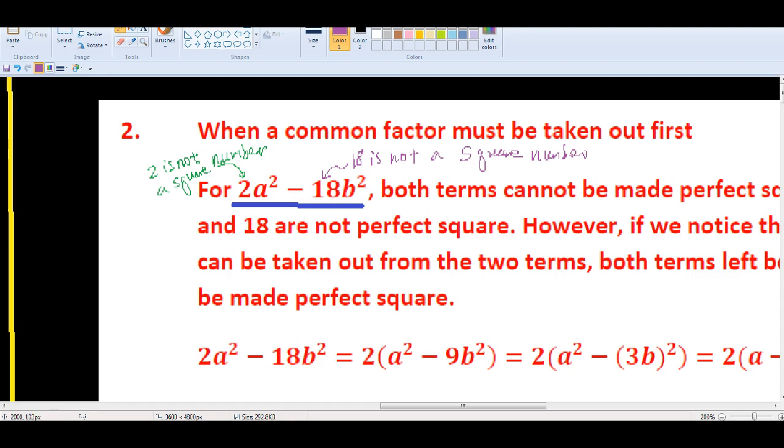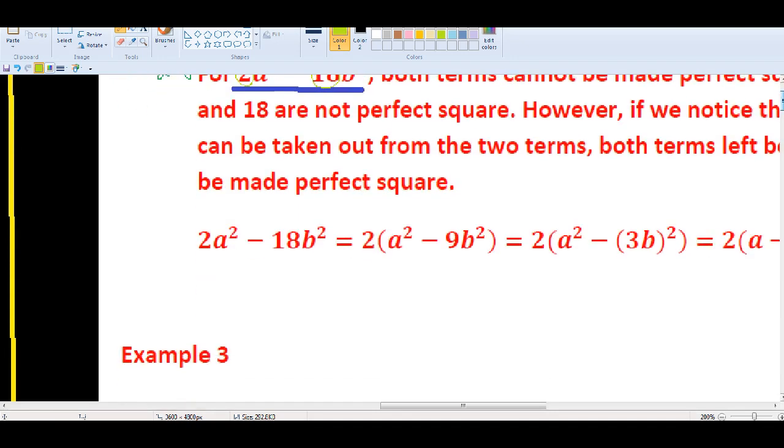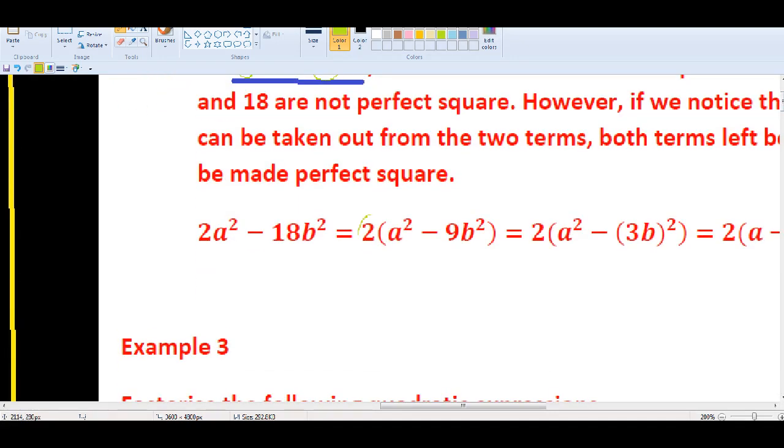But if you look at 2 and 18, do they have a common factor? Yes, they have a common factor 2. So that's why we could take out that common factor, the common factor of 2 and 18. After you take it out and you make a bracket, that's a simple factorization. For that simple factorization, you leave behind a squared minus 9b squared.